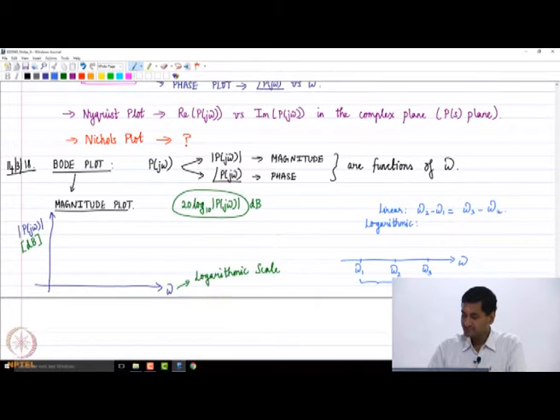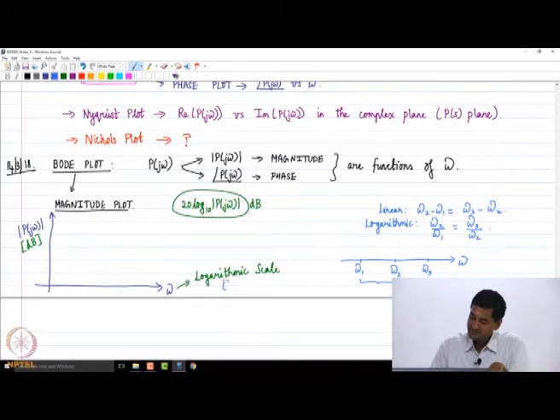So these are equidistant, right? So the distances are equal. So if I use a logarithmic scale, the ratios are going to be the same. So if I use a logarithmic scale, omega 2 by omega 1 is going to be equal to omega 3 by omega 2, right.